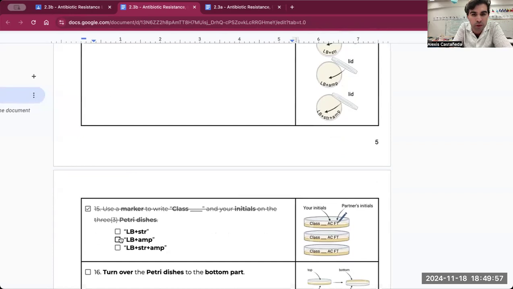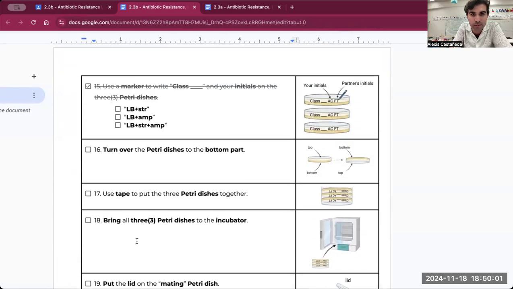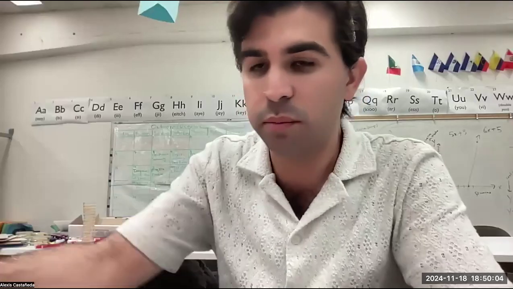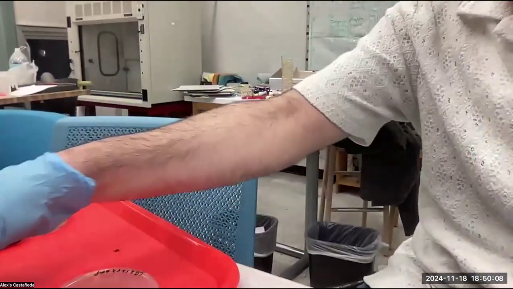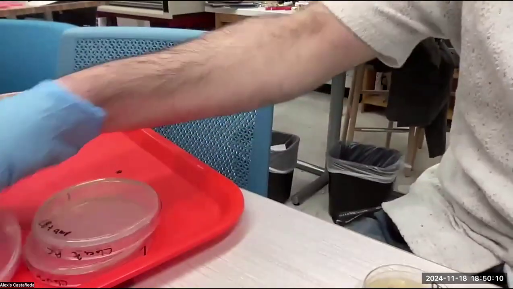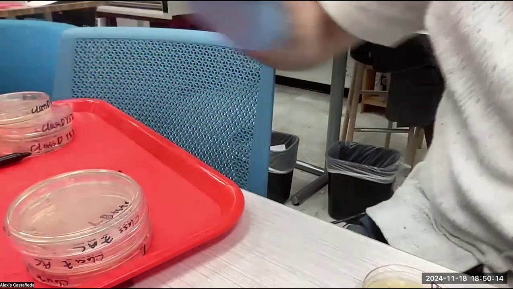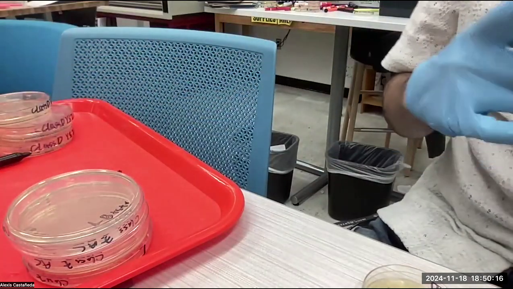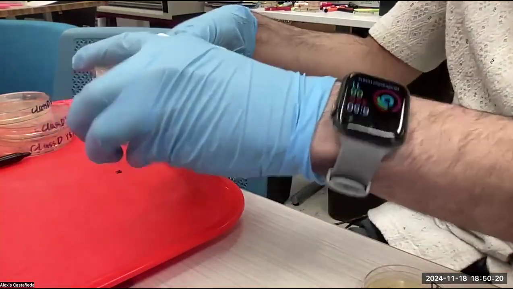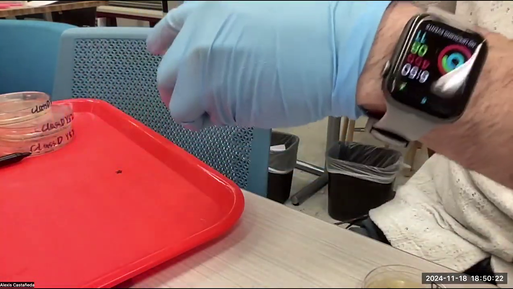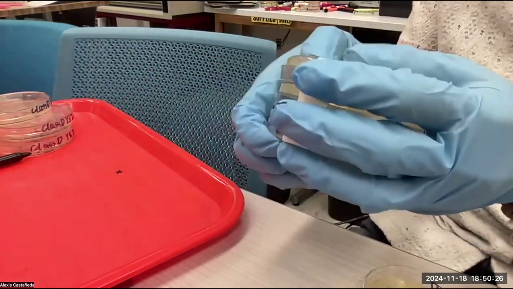We're going to turn these Petri dishes over to the bottom part, and we're going to tape them together and then bring them over to the incubator. So let's put these all on their face down side. You want the top to be on the bottom. We'll flip them over like this. This is how bacteria like to go inside the incubator. They're kind of funny that way. And then we're going to tape them together using this tape, so that when they go in the incubator, they stick together and they're not moving all over the place. Here we have our three plates, and they are now taped together for us.